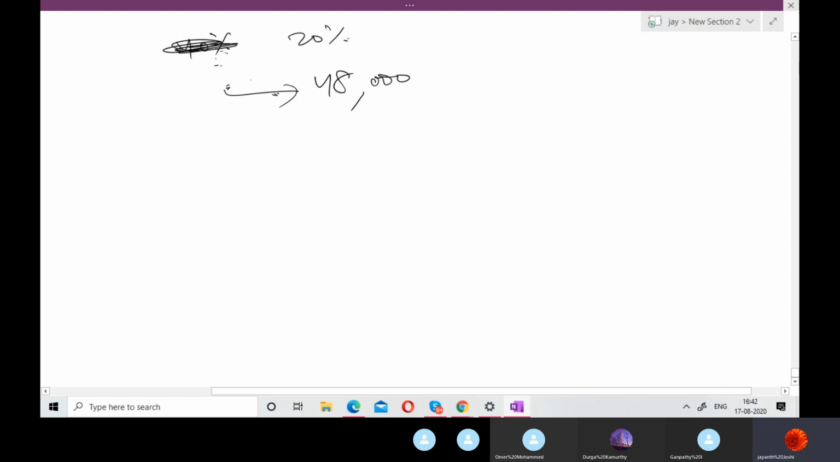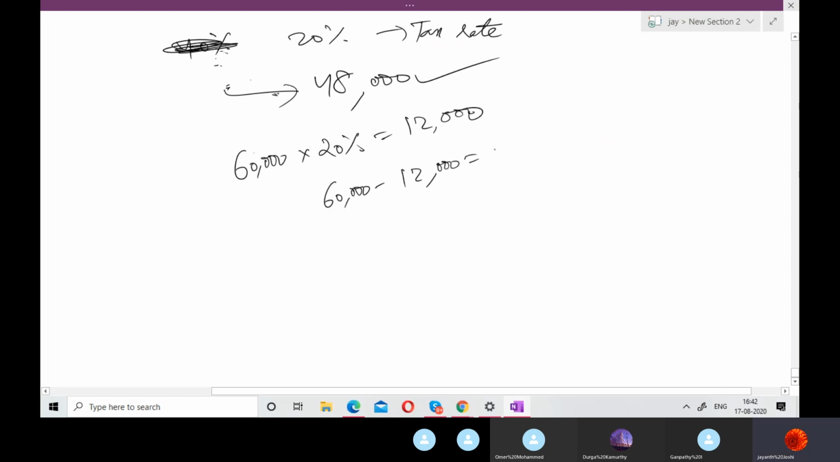Someone will say your tax rate is 20% and your after tax profit is this, so what will the before tax profit be? Suppose, if I calculate 20% on 60,000, I get 12,000. 60,000 minus this tax amount, if I deduct, I get 48,000. So can I say this is profit before tax? This is tax. And this is profit after tax. Yes, I can say. This was given to me in the question.